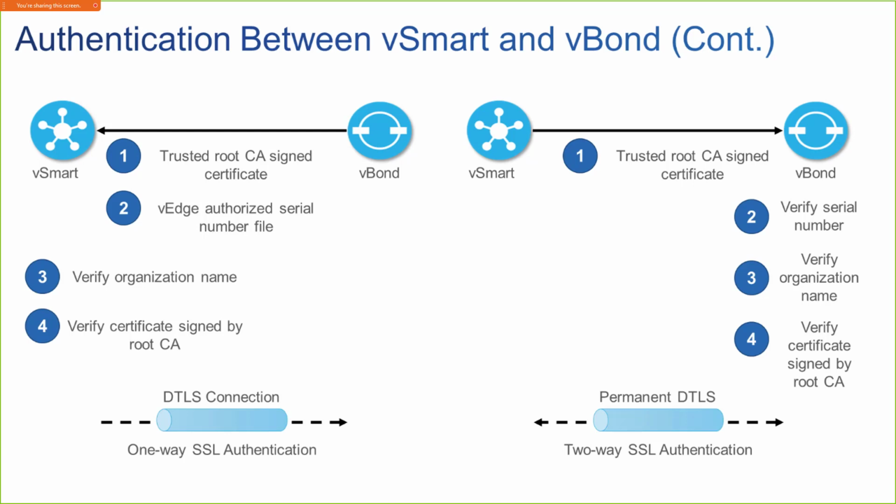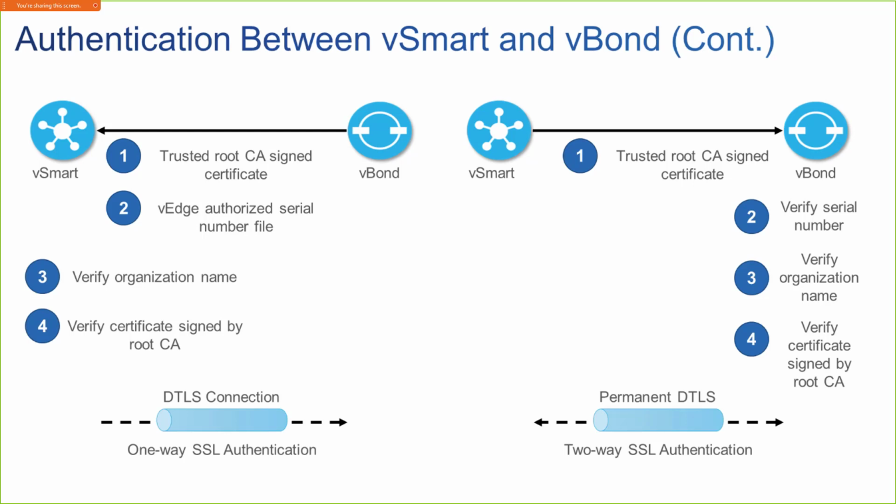The vBond orchestrator is saying, hey, here is my public certificate. It's signed by the trusted root. And by the way, here's the authorized serial number file as well. And the vSmart controller is going to verify the organization name in the certificate, which it should match, and then we can authenticate. In the other direction, it's basically exactly the same thing.